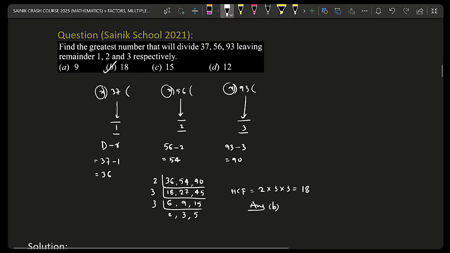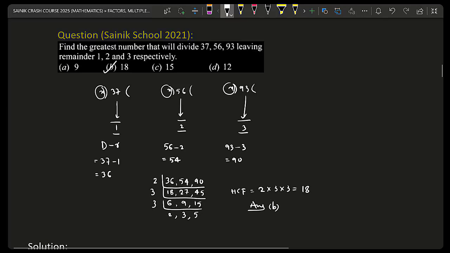Sir, divisible means factor, and all of them are divisible, so it is a common factor. Yes, sir. And in the common factors, they want the greatest number. Look at the question: find the greatest number. That means in the common factors, the highest one. What do you call the highest common factor? HCF. So simply find the HCF of 36, 54, 90 and you'll get the answer. Okay.